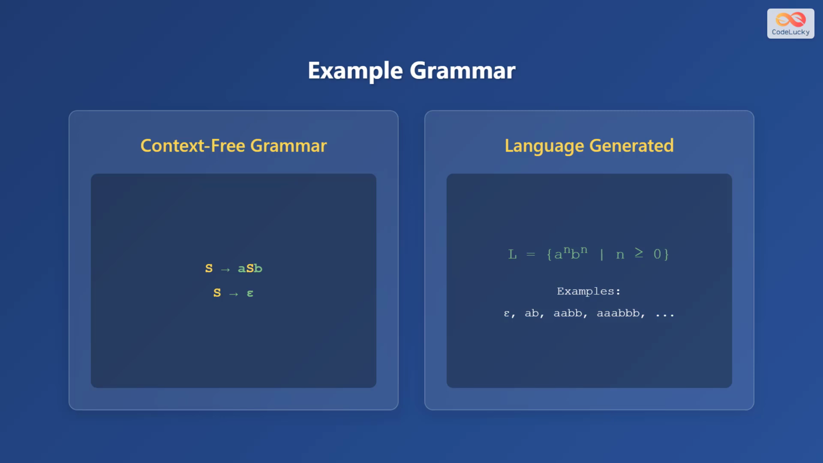This grammar generates a language L which consists of all strings of the form a to the power n, followed by b to the power n, where n is greater than or equal to 0. Some examples of strings in this language include epsilon, ab, aabb, and aaabbb.